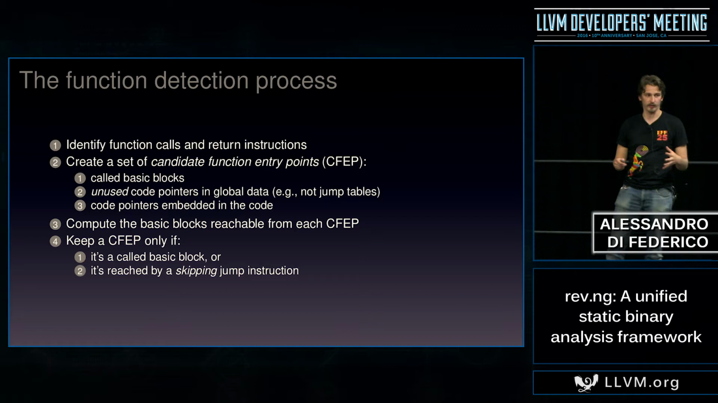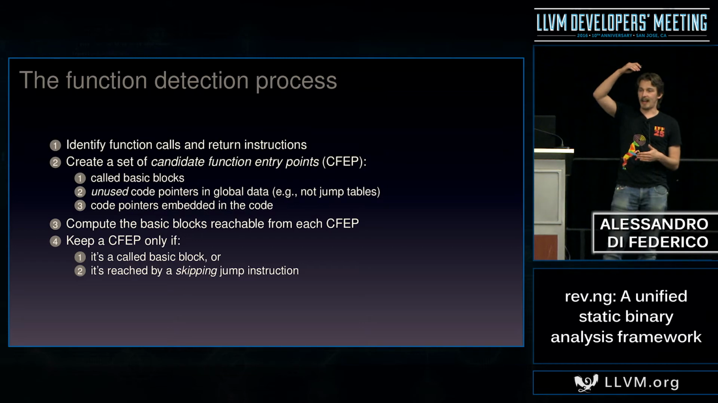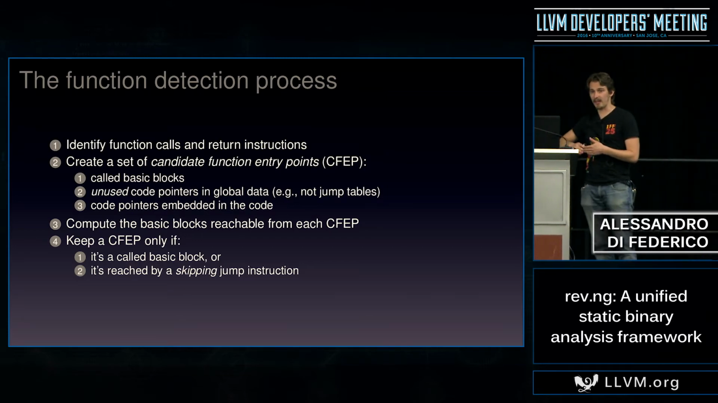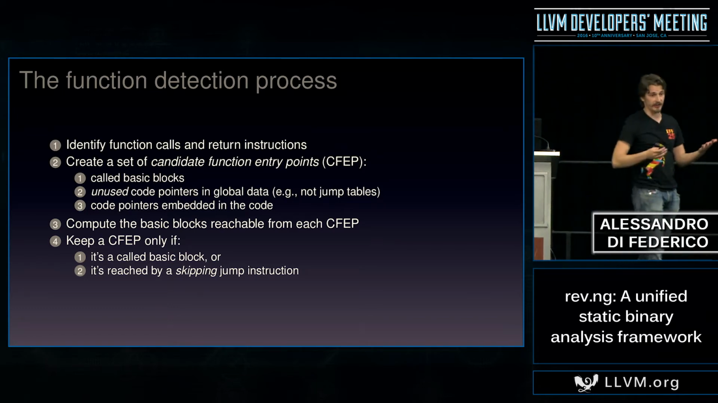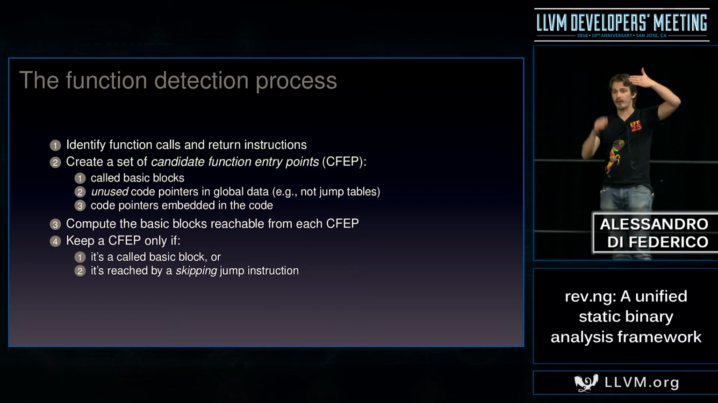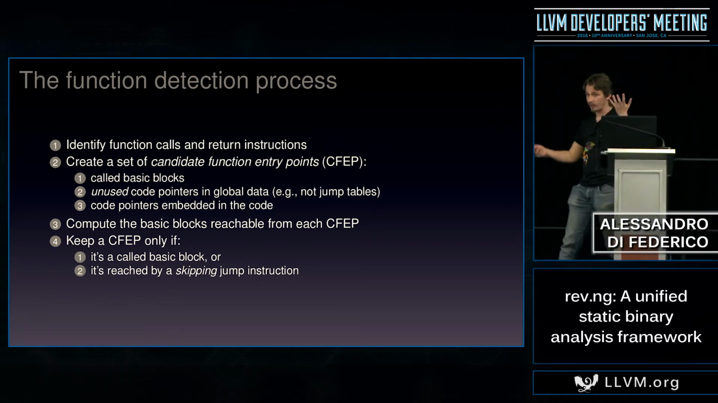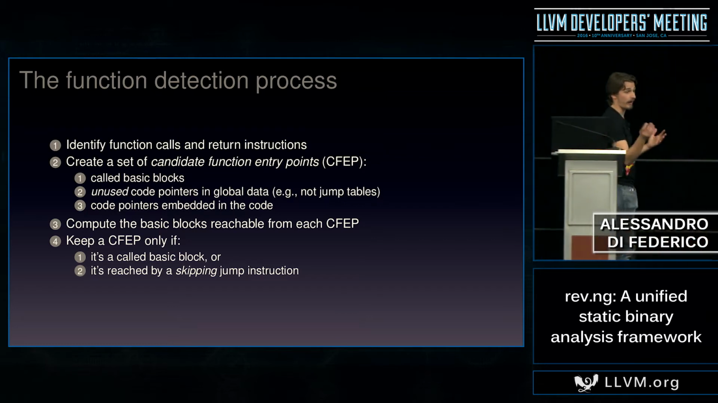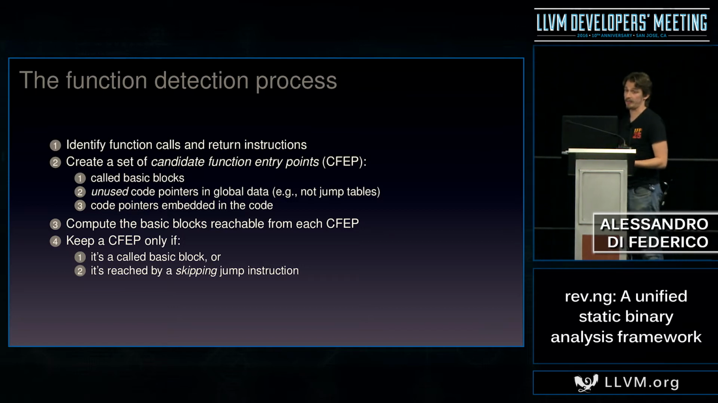What is a skipping jump instruction? It's basically a jump instruction which is not a function call, but it actually suggests that the target is a function because it's skipping over other functions. What I'm talking about here is basically tail calls. When you have a tail call, you have something that doesn't look like a function call, but instead it is. And how can we detect that? Because it's usually skipping many other functions. So if between the source address and the destination address of a certain jump instruction there are other functions in the middle, then we consider this a skipping jump, and we consider the target a good candidate for being a function.